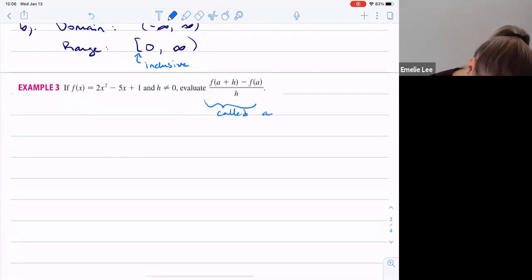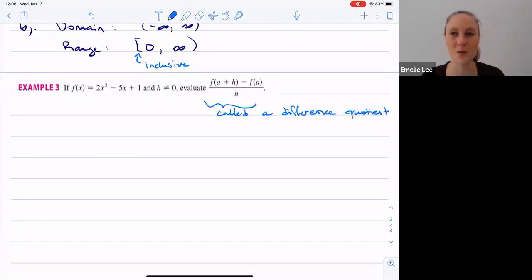This is called a difference quotient, which will come up later, so that's why we're working with them now. So we've established what our function is, and here the only tricky part is we've got a plus h as our input. So wherever you see an x in f of a plus h, you have to replace x with a plus h. And then here, f of a, you just replace your x's with a.